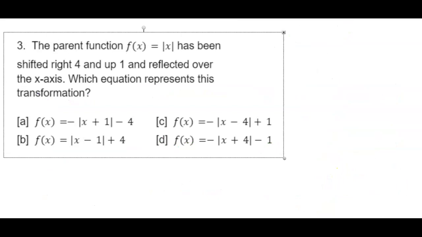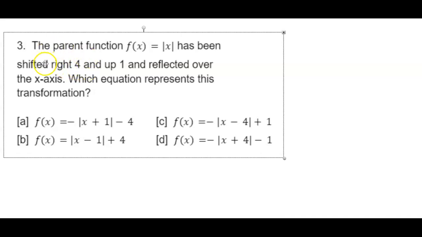Question number 3 gives you the parent function of absolute value of x and wants to know what the new equation for the transformed function would be if it's been shifted right 4, up 1, and reflected over the x-axis. So let's talk about first this shifted right 4. If it's shifted right 4, that means there should be something subtracted inside of the absolute value sign. Remember, it's opposite what you would expect on the inside. So if I want to go right, I should have x minus something. If I wanted to go left, I'd have x plus something. Since I want to go right 4, I should have x minus 4 inside of the absolute brackets.